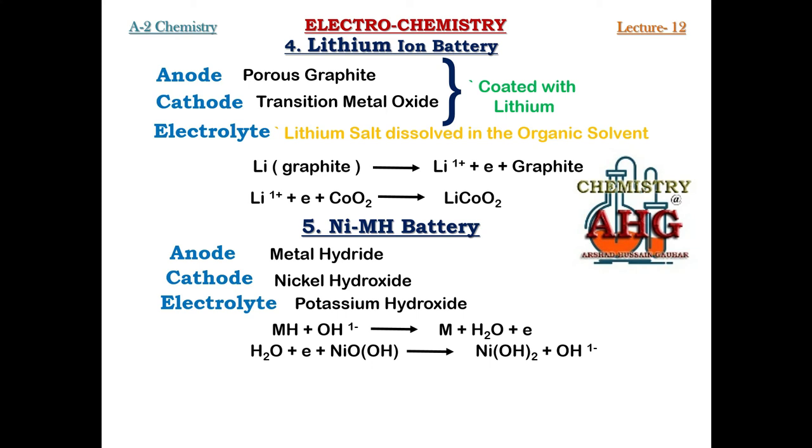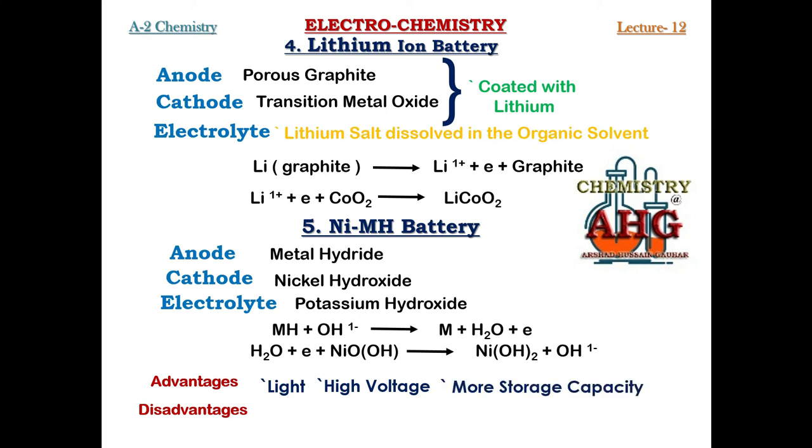Now these two cells are commonly used, and they are rechargeable, so you can remember their relative advantages and disadvantages. They have some common advantages and disadvantages. The advantages: they are light, they can produce high voltage, and they have more storage capacity. As for disadvantages, one is that these batteries are expensive compared to other cells.